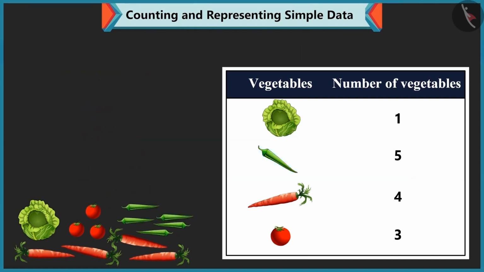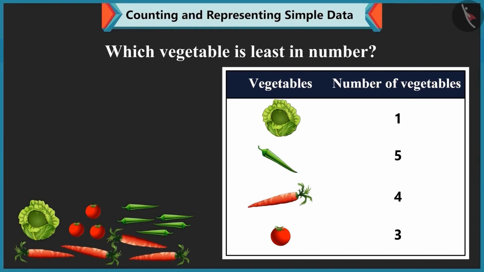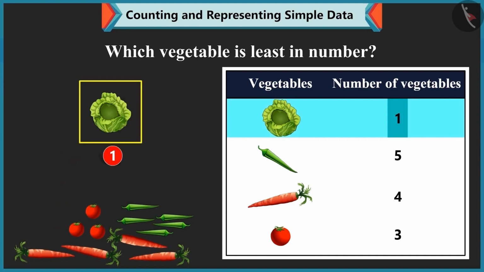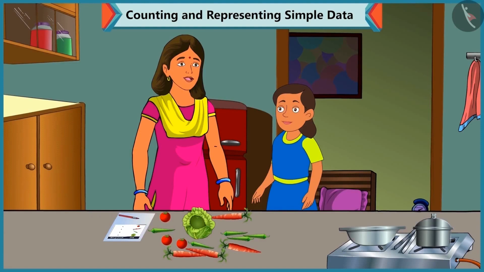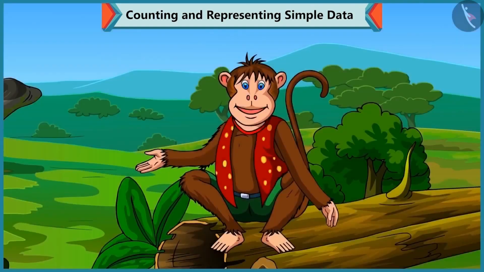You are right, Bubbly. Now tell me, which vegetable is least in number with us? There is 1 cabbage. So it is least in number. Well done, Bubbly. Thank you. Come on, now go and play.